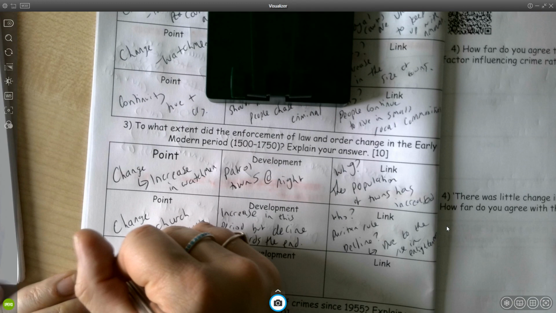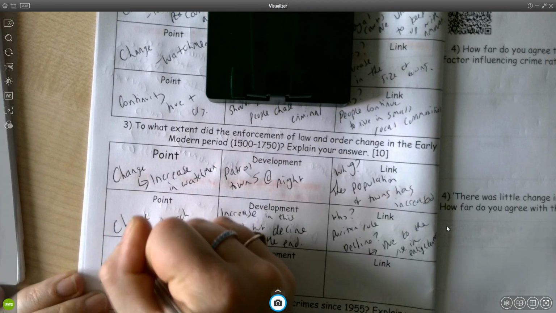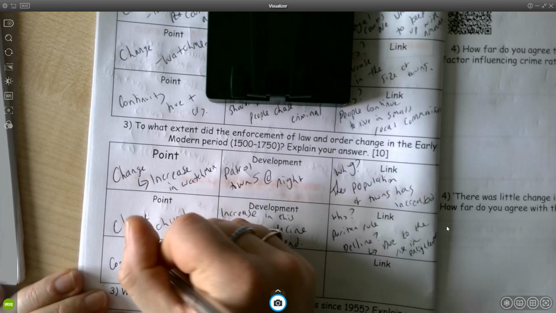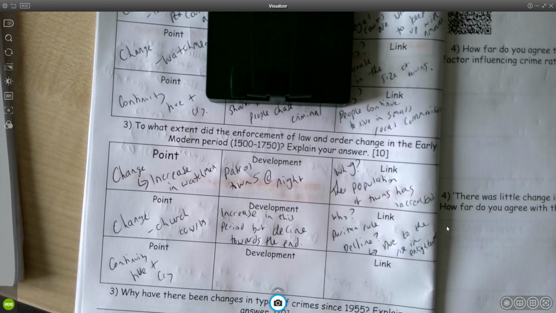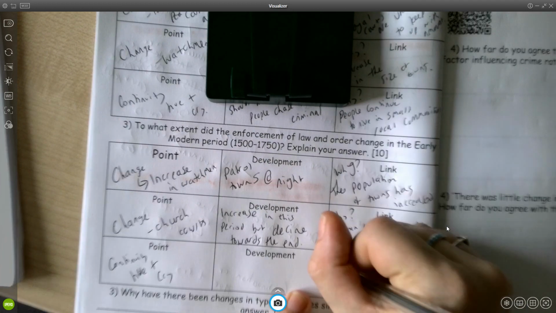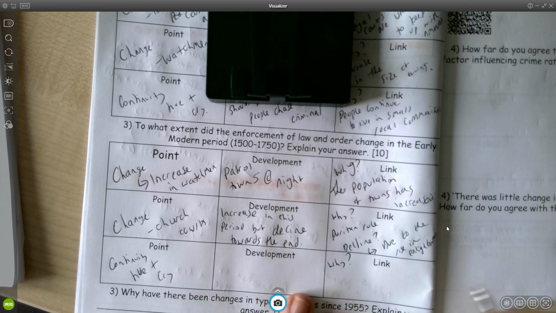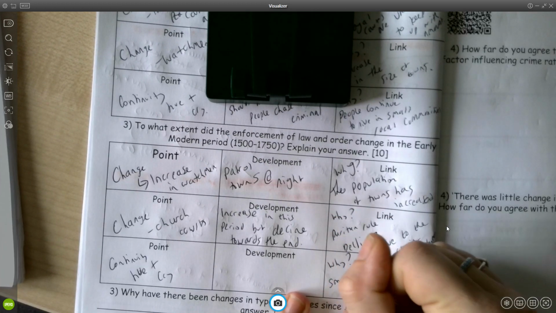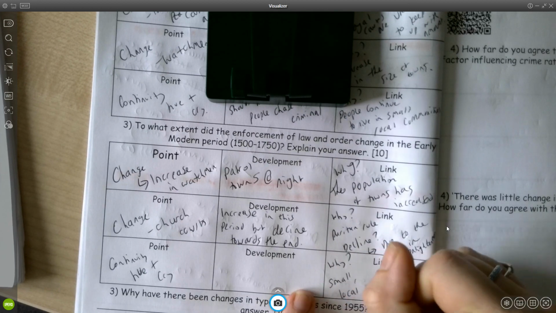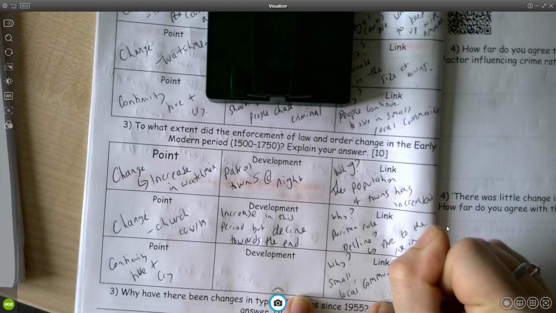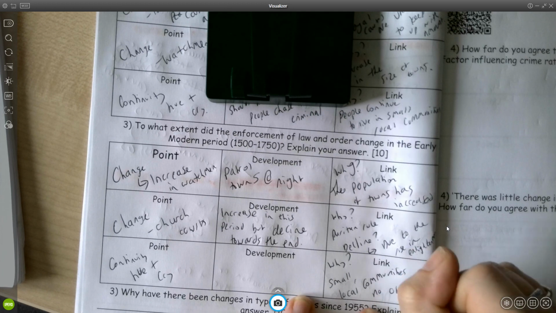Final point, let's keep it simple. Let's use the continuity of the hue and cry. So you know, if you get either of those two questions about law enforcement in either of these two periods, you can use the hue and cry. What is it? I'm not going to write it again. Victim shouts for help. People have to chase the criminal. Why do they continue to use it? Exactly the same as before. Small, local communities, no official police force.